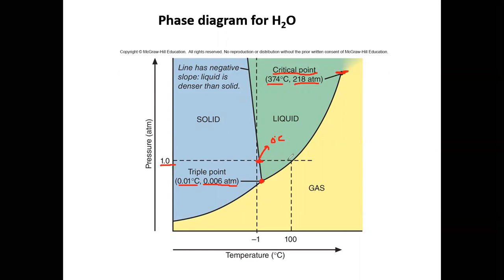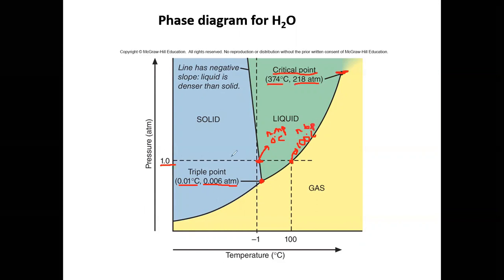Now, if we continue along the 1 atmosphere line, you see we cross the liquid-vapor boundary, and that's going to be the normal boiling point. So this is the normal melting point, 0 degrees Celsius, and the normal boiling point is 100 degrees Celsius. Because again, the 1 atmosphere line crosses the solid-liquid and liquid-vapor boundaries. So this is the normal boiling point.